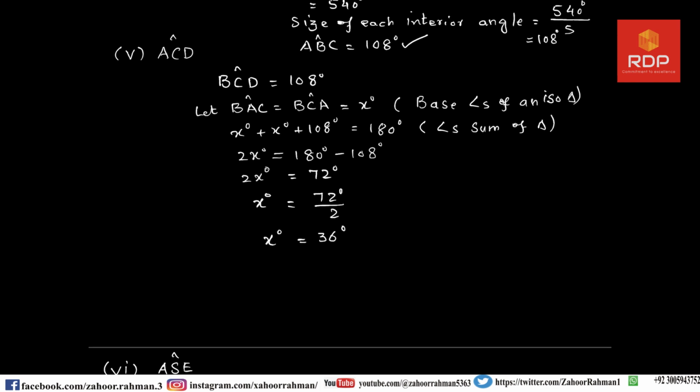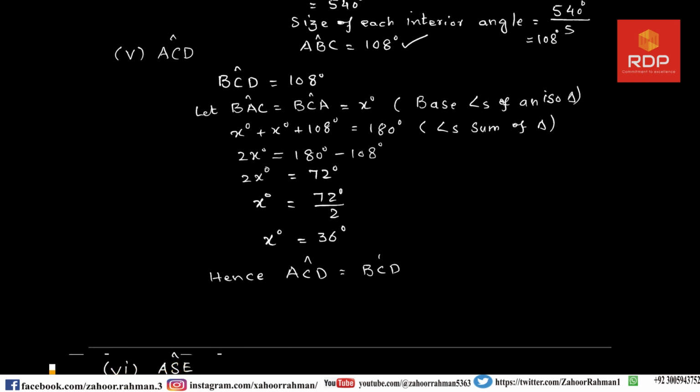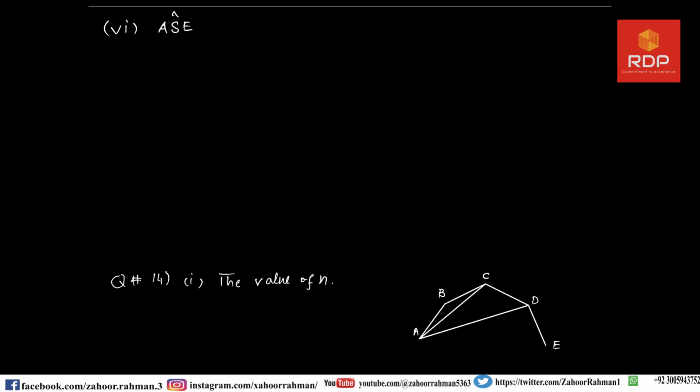Now we can write that hence we are finding ACD, which will be equal to BCD minus BCA, and that is 108 degrees minus 36 degrees, which is equal to 72 degrees. So in this case we found the value of ACD.